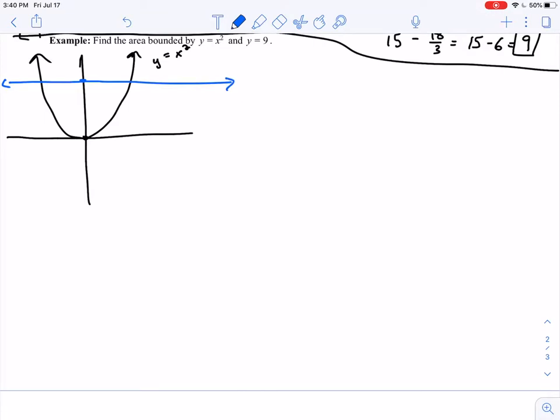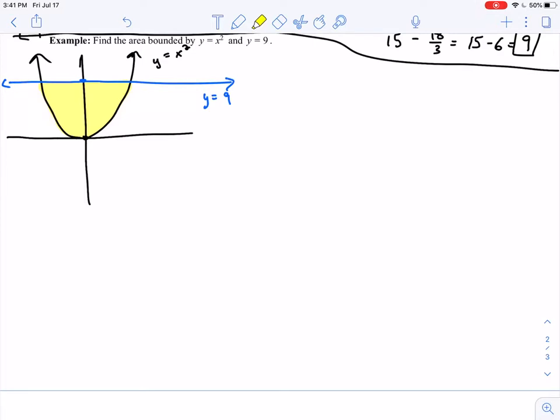I want enough of an idea to tell me what the area looks like, and then I can determine what's my upper function, what's my lower function. I don't need to know exact points. So this blue constant, that's y equals 9. And we're looking for the area bounded by these two functions. When we say area bounded by those two functions, we really mean the area contained between those two functions. So the area between x squared right here and y equals 9, that's talking about this area right here that I'm highlighting.